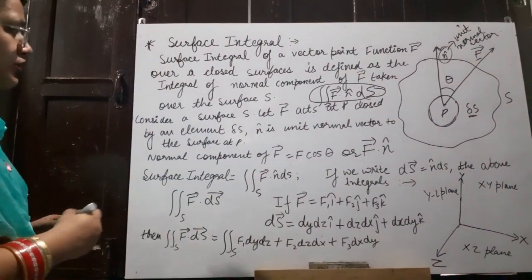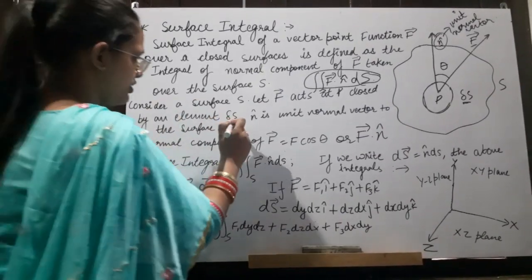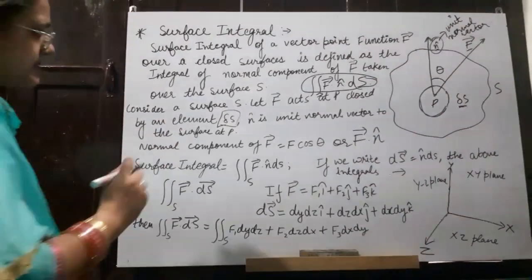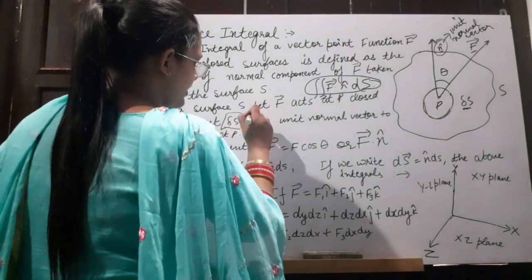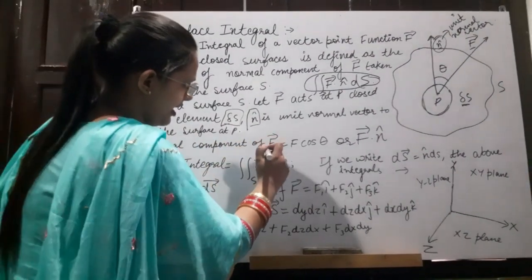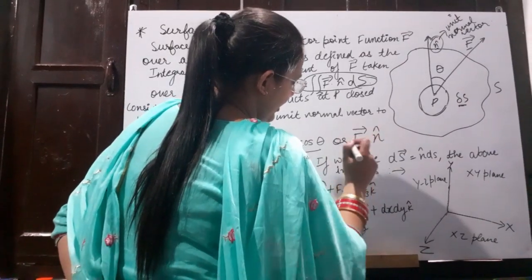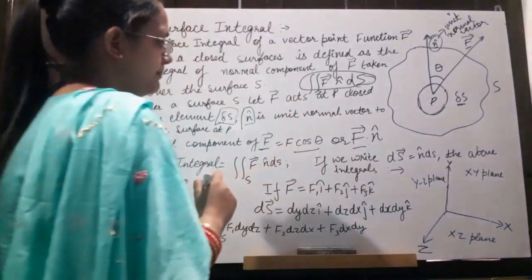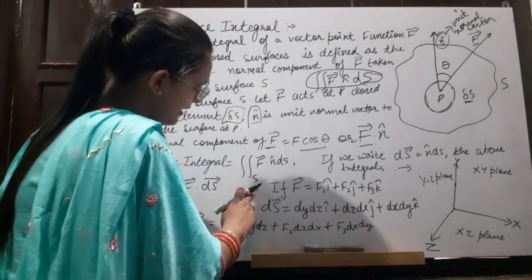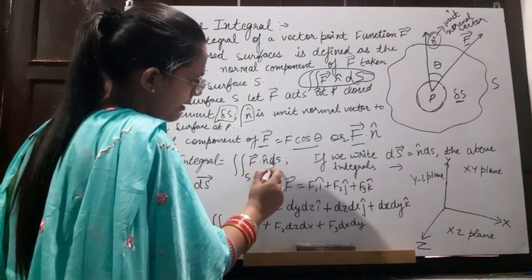Now, we have the small element delta S for the surface S, and n cap is the unit normal vector. The normal component of f is f cos theta, or f vector dot n cap. The surface integral is the double integral over the surface S of f vector dot n cap ds.